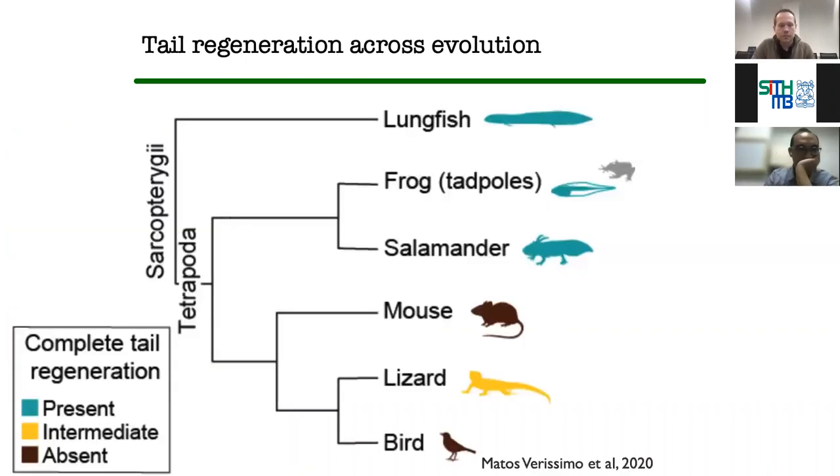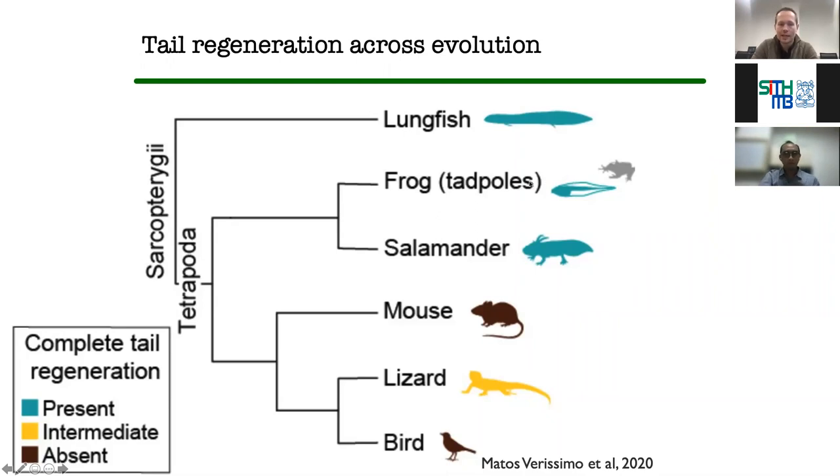So if we look at tail regeneration across evolution, the axolotl is particularly remarkable, as among the tetrapods, it is the only animal that has the ability to completely regenerate its tail throughout life. There are some other examples of tetrapods that can regenerate their tail.